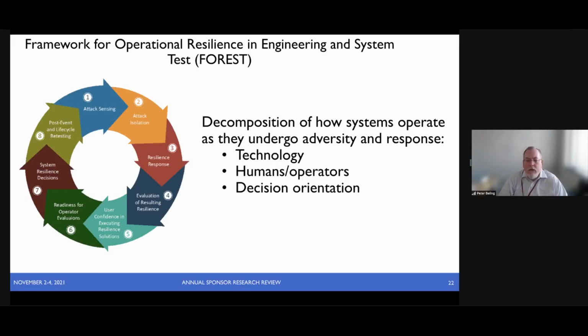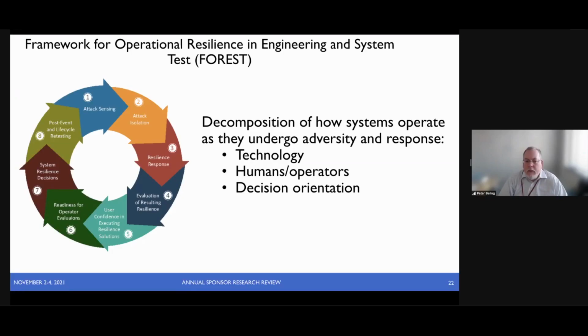And the notion in FOREST is that we're going to decompose how systems operate as they undergo adversity and engage, hopefully, in a response based off of resilience features engineered into them. So what that really comes down to is that if we're going to have resilience, we have to think about things like loss scenarios, be prepared to develop whatever techniques we can put in place to try and prevent those loss scenarios based off the kind of modeling we've just gone through.